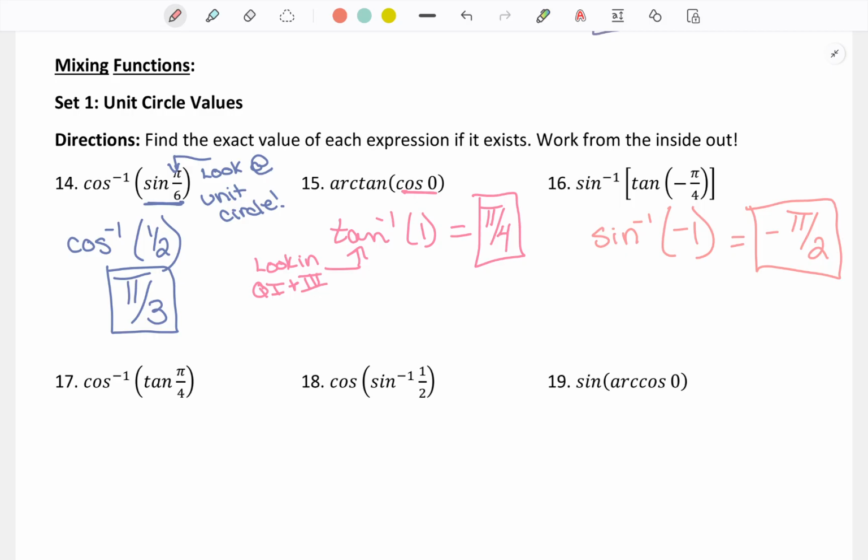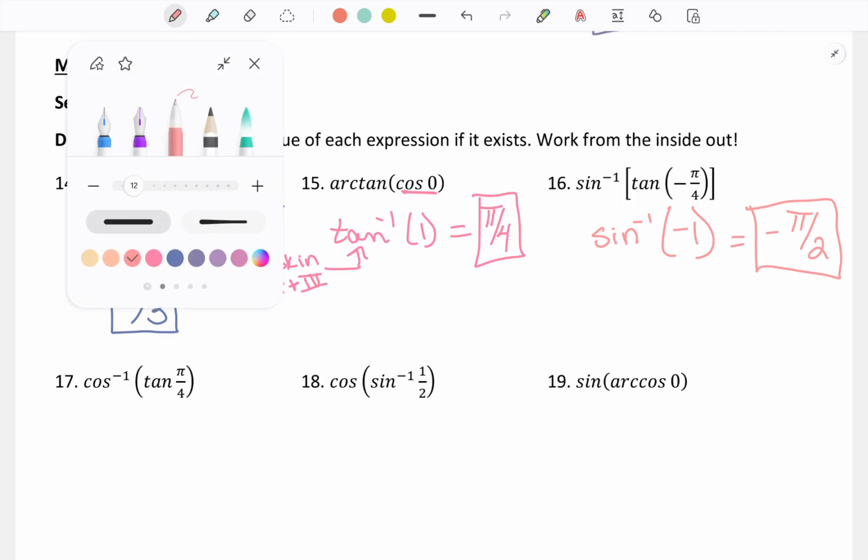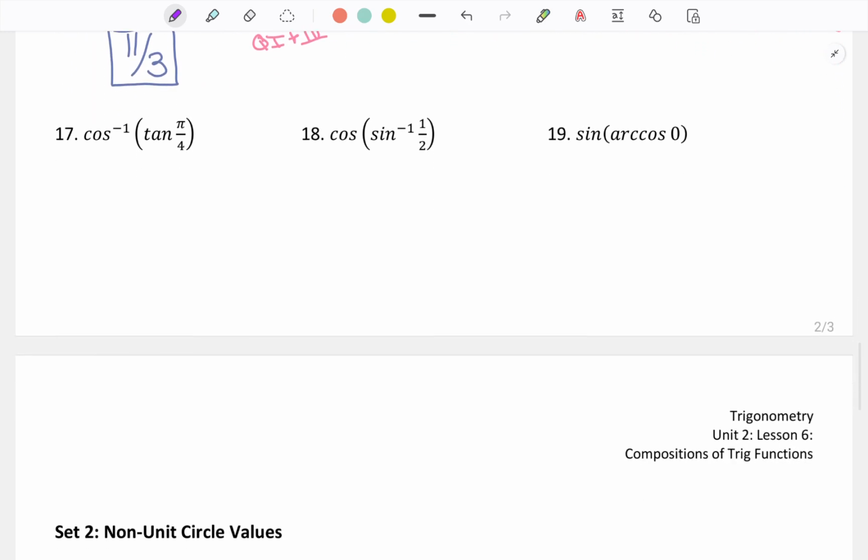So then for 17, we have the arc cosine of the tangent of pi over 4. And so the tangent of pi over 4 is 1. So I have the arc cosine of 1, and that is 0.